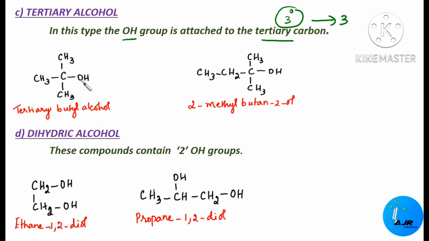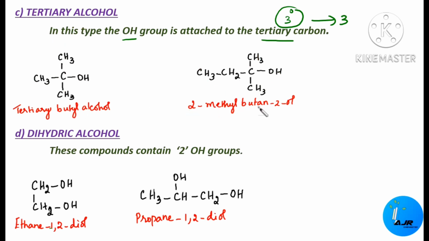This is tertiary butyl alcohol. See, this OH group is attached to a carbon atom which is further attached to 3 more carbon atoms. That means this carbon atom is a tertiary carbon atom. So since this OH group is attached to the tertiary carbon atom, this is an example for tertiary alcohol. Okay, tertiary butyl alcohol.